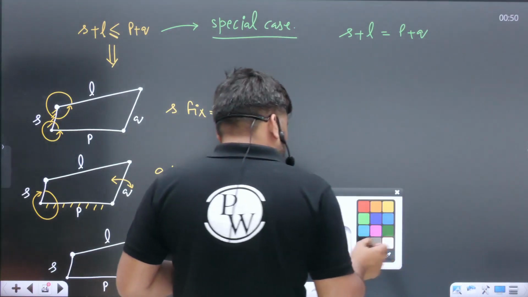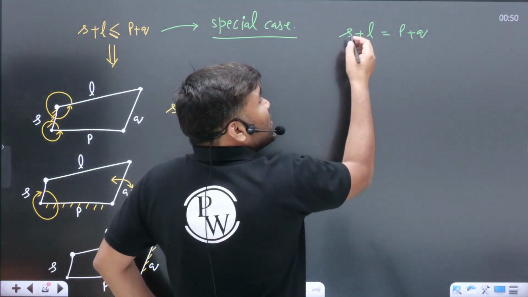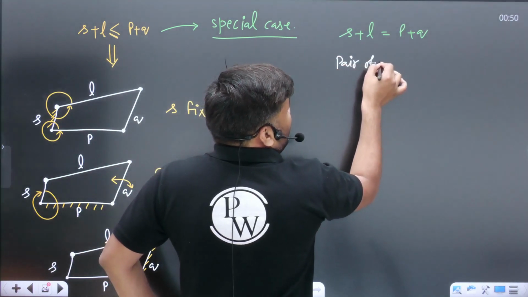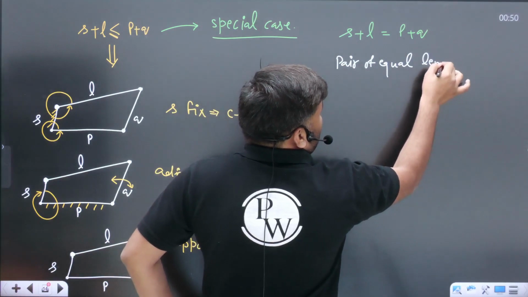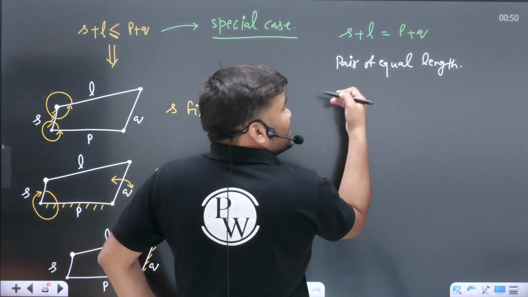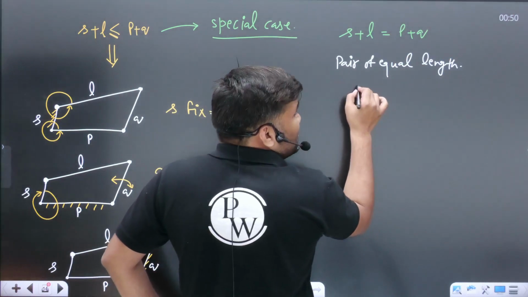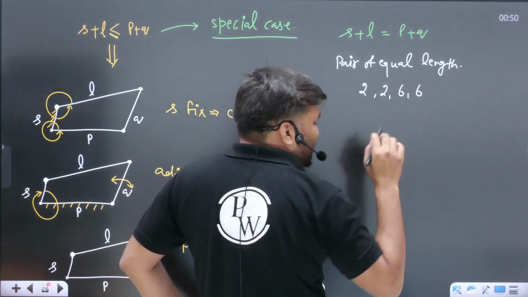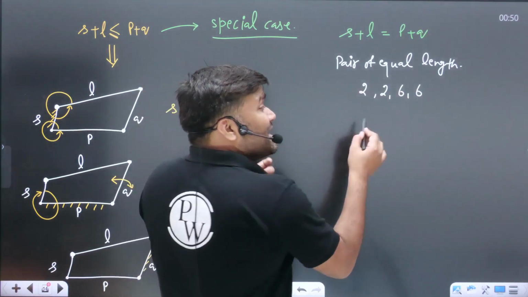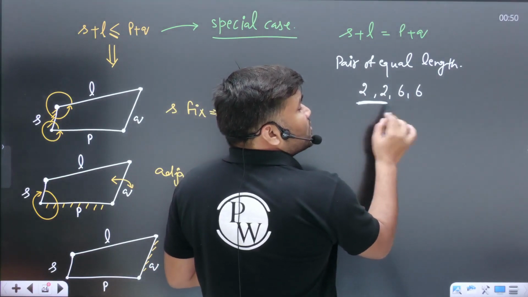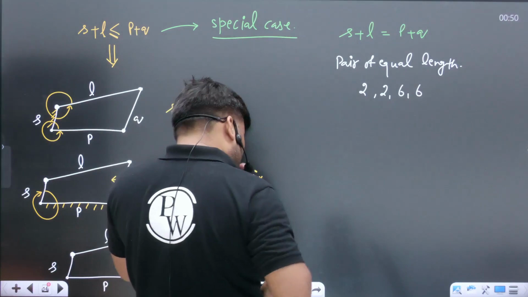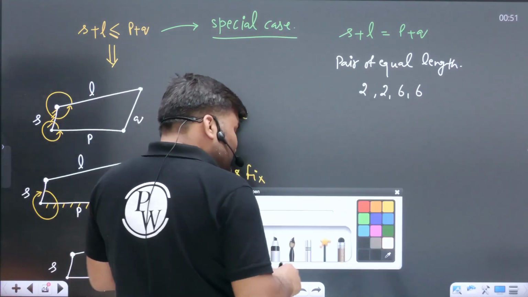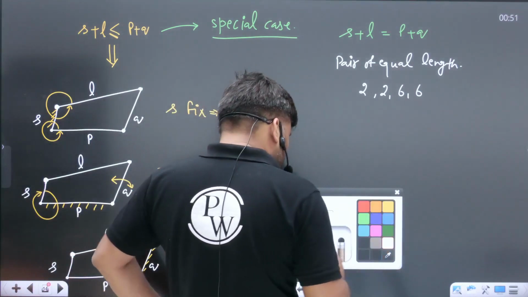Sir, what is so special here? Arey bhai, if you are having pairs of equal length, what do I mean? Suppose a mechanism has lengths 2 unit, 6 unit. Getting my point? There are 4 links, but the links are in the form of pairs: 2 unit, 6 unit. You may have 2 different kinds of configurations. We will follow exactly these rules, but 2 special configurations, by looks, I am going to show you.